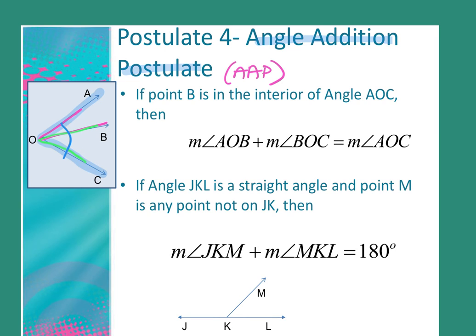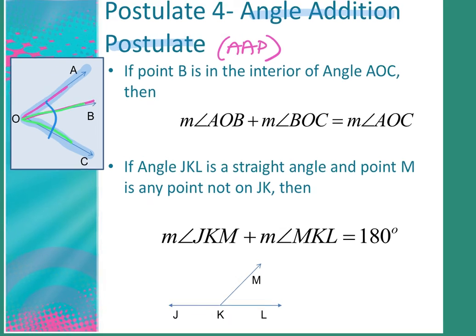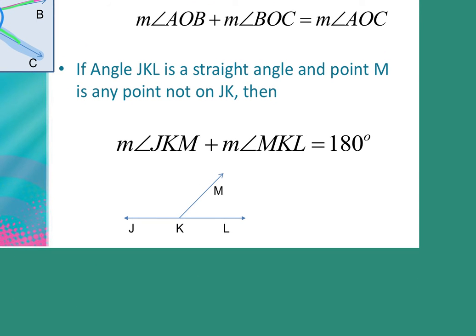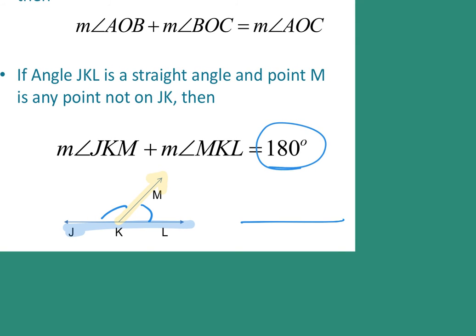If angle JKL is a straight angle and point M is any point not on JK, then JKM plus MKL equals 180 degrees. So if you have a straight angle, which is like a line, and then anywhere in between, like the interior there, you draw a ray, then if I add up these two angles, it's going to give me 180 degrees. So if I had a straight angle and I had my angle going this way, angle 1 and angle 2 would add up to 180 degrees. If they form a line, they add up to 180 degrees.